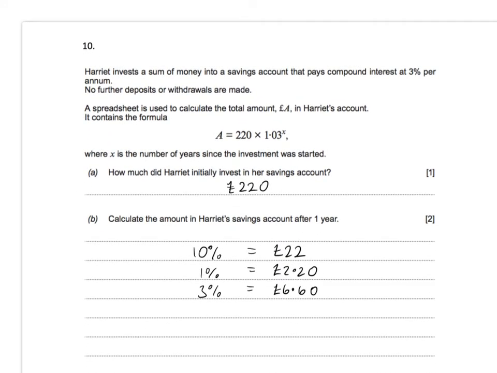And I'll tell you one thing I didn't do here. I'd lose one of these 2 marks. That's the rate of interest. I now need to add it on to the 220. So it would be 220, add £6.60, which would be £226.60p.